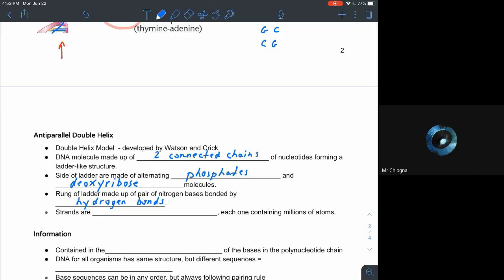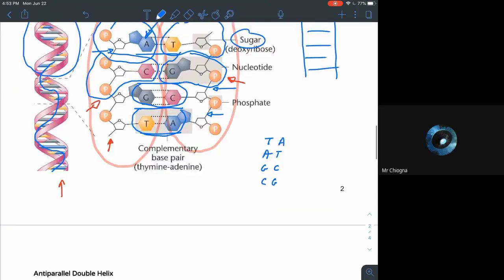And then the strands are, like I said, very long. Like I was hinting at here, the strands or the chains are very long, a lot longer than what I pointed out here.